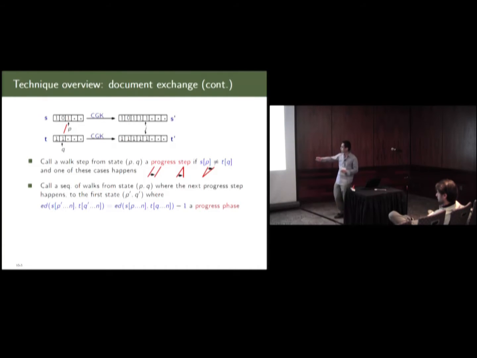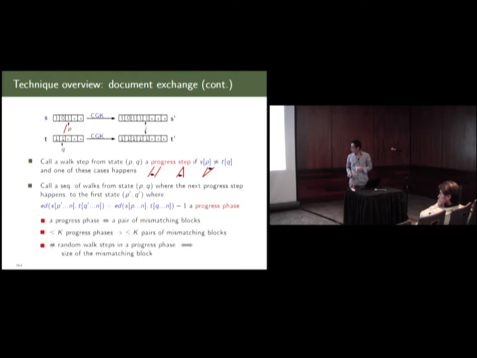And we call a sequence of walk steps a progress phase. We start from some state where one progress step happens, then go to the first state where the edit distance of the tail of the two strings has decreased by 1. So we call this set of random walk steps a progress phase.